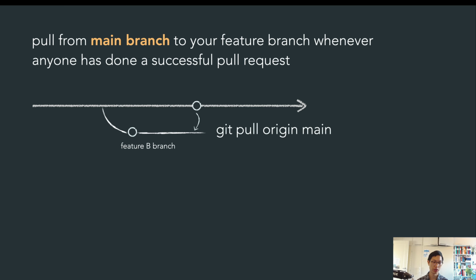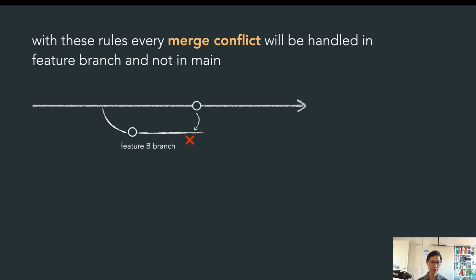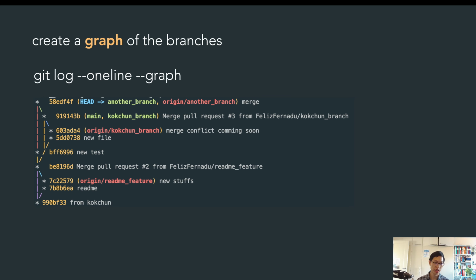So you do git pull origin main. In this case, you will have the updated code and can continue working on your feature. If there's a merge conflict, you handle it in your own branch, not in the main branch. So choose to accept the incoming changes, your change, or both. So this you can do in your editor in Visual Studio Code. When there's a lot of branching, you can see a graph of the branches. For example, what has happened here when you branch out, etc.